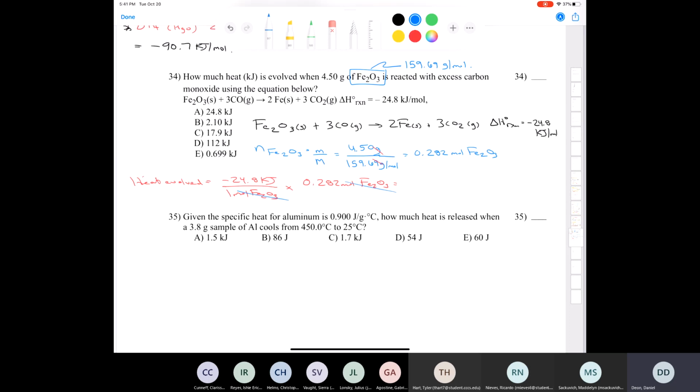Those units cancel, and I'm left over with the amount of heat that's released when you put that 4.5 grams of iron(III) oxide in this reaction. And the amount of heat that's released is negative 0.699 kilojoules, like that. And so here's our answer right here, E.